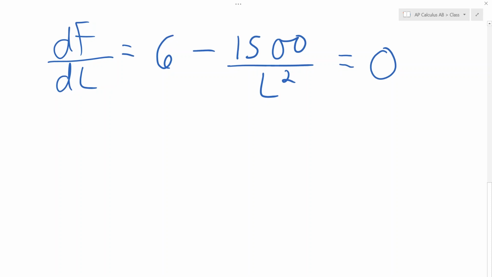Anytime you want to solve an equation, again, part fraction, part not fraction, you want to get a common denominator. Our common denominator is going to be L squared.